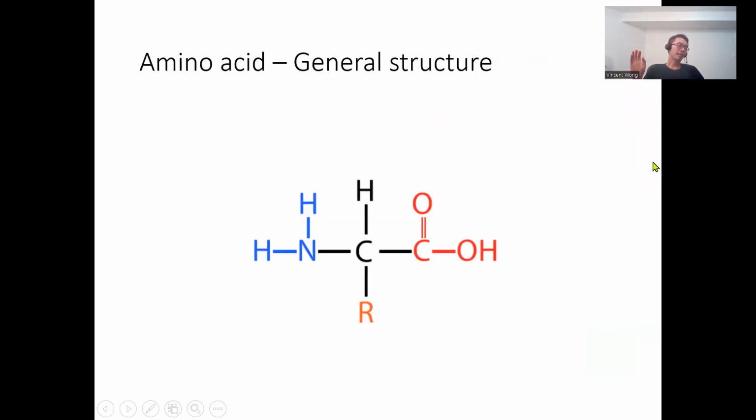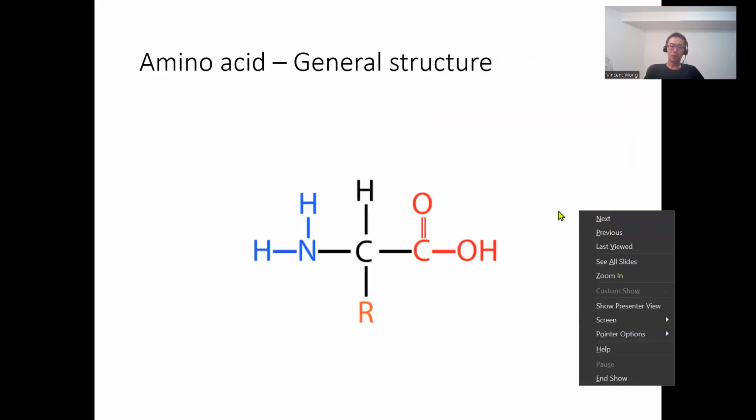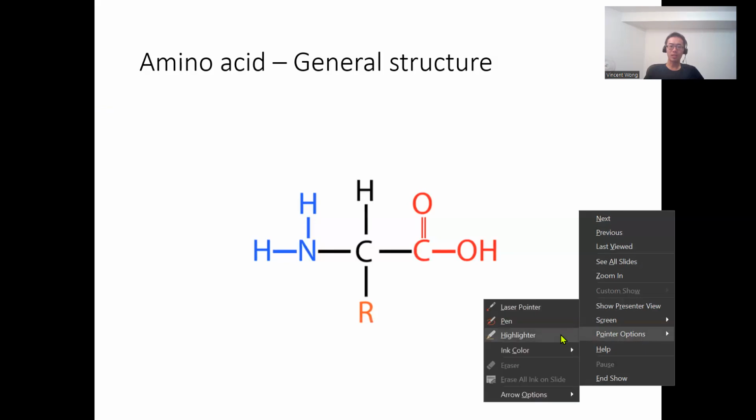All right. Now this looks very complicated. This picture here. Don't get intimidated by it. Okay. Just hear me out, and I'll try to explain it the best I can. So, this is the general structure of... Sorry, I'm trying to choose the right color. Okay, this is the general structure of an amino acid.